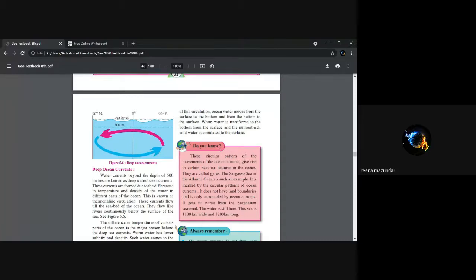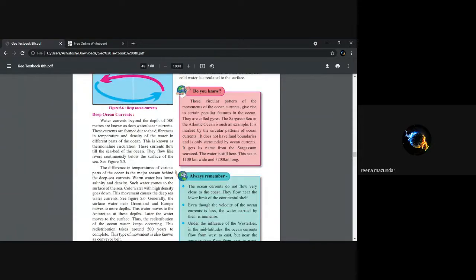The Sargasso Sea in the Atlantic Ocean is such an example. It is marked by a circular pattern of ocean currents. It does not have land boundaries and is only surrounded by ocean currents. It got its name from the sargassum seaweed. The water is still here. This sea is 1100 km wide and 3200 km long.